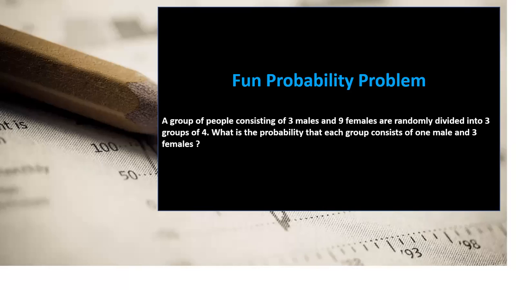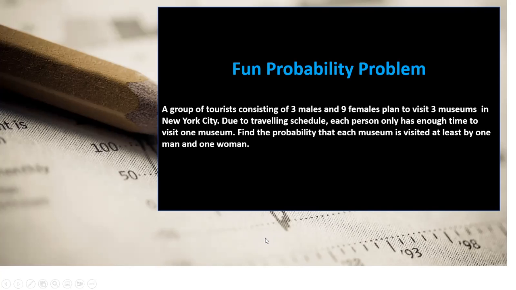All right, after we finish this one, I have a similar problem for you to practice, and it will look like this. A group of tourists consists of 3 males and 9 females, and they plan to visit 3 museums in New York City. Because of the traveling schedule, each person only has enough time to visit 1 museum. They can choose museum number 1, number 2, or number 3. Each person can only choose 1 museum to visit. So find the probability at the end.